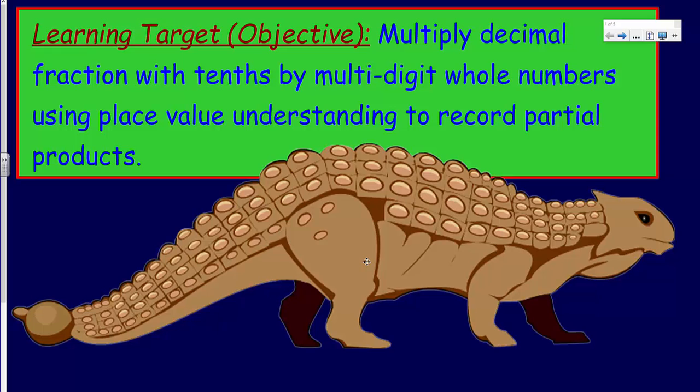Anyway, so again, our learning objective, let's go over that. Make sure we break it up in parts. Multiply decimal fraction with tenths by multi-digit whole numbers using place value understanding to record partial products. And when we talk about partial products, we are indeed talking about the good old famous well-known area model. That's right. He likes his real name being recognized. Okay, well, let's go on to the next page.